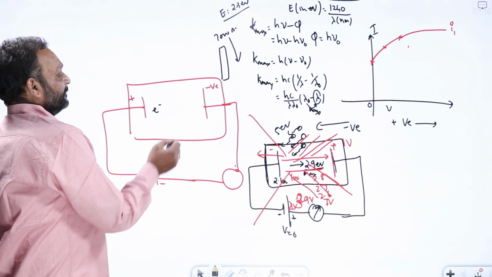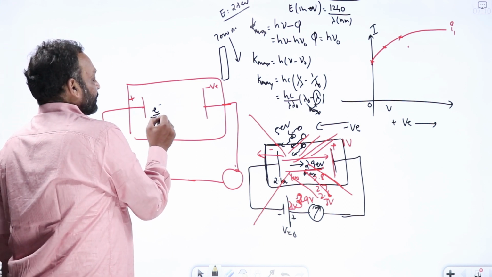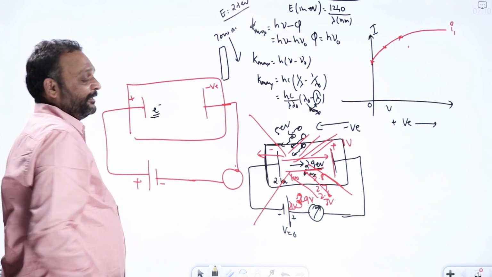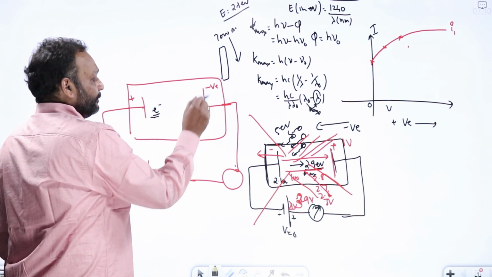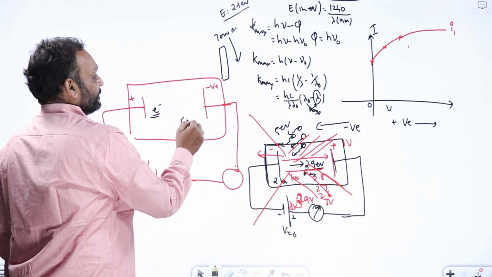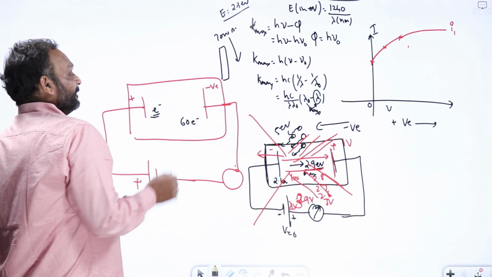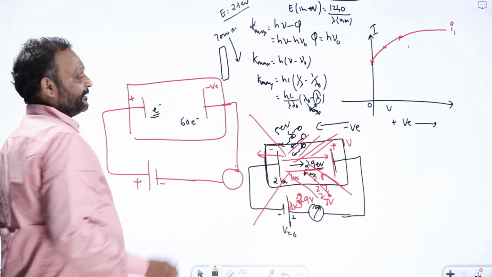Okay. Now what will happen? This negative potential will repel. The electrons will get repelled away from this negative charge. Earlier when there is no potential difference, how many electrons are reaching the plate? 60 electrons are reaching the plate. Okay. Now I am putting negative potential here. Negative potential will repel the electrons.